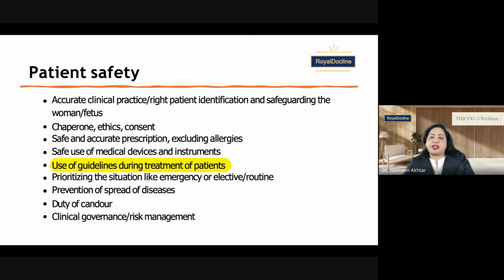But during Part 3, if you go through the main tables, the headings, and the executive summaries, they are enough, but you have to go through it. Please remember this. And then prioritizing the situation, like emergency or elective or routine. You have to prioritize. If you get three women in the labor ward and one of them is having a postpartum hemorrhage, you will go towards the postpartum hemorrhage and she is the priority.